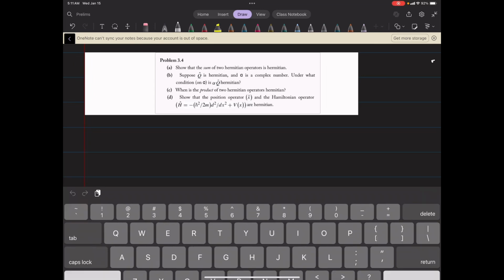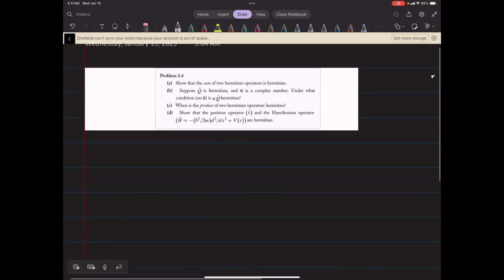Problem 3.14 out of Griffiths' Introduction to Quantum Mechanics.